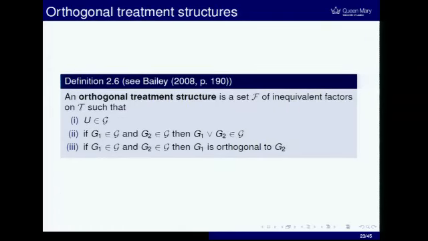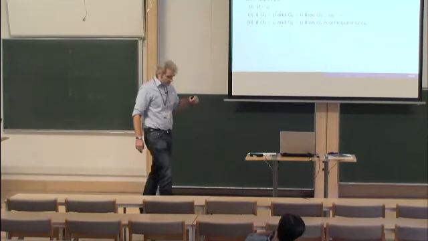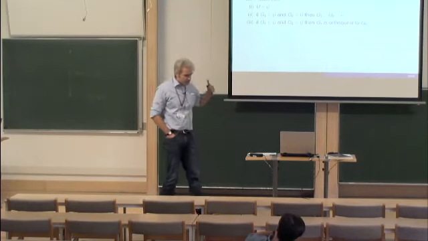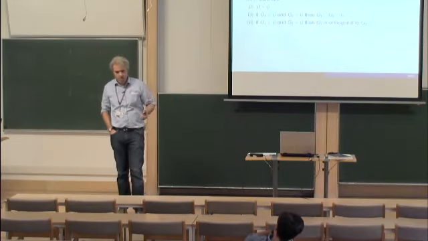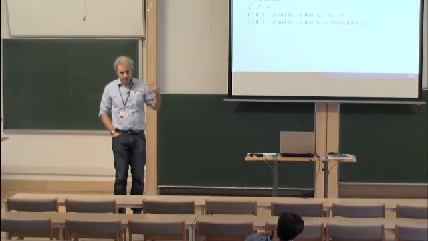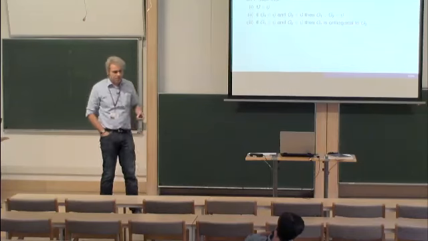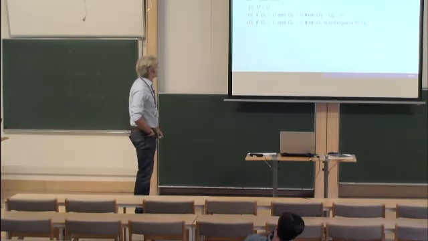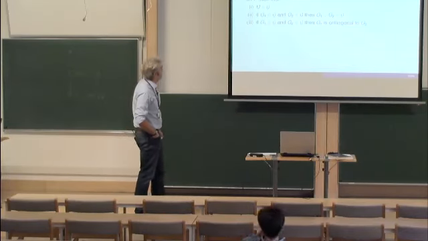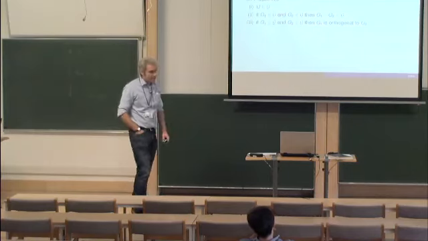We have another definition that is now related to the treatment structure. So we have another set, and I should have here, sorry, a G. An orthogonal treatment structure is a set G of inequivalent factors now on the set of treatments, and that makes few requirements. So the universal factor needs to be included, whenever two factors are in curly G their supremum is too, and all factors in curly G, if we look at two of them, they are orthogonal to each other.